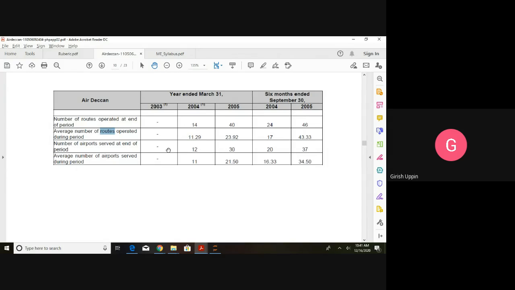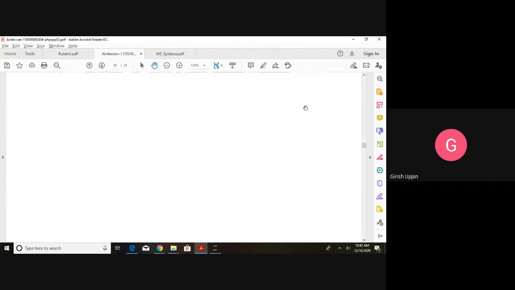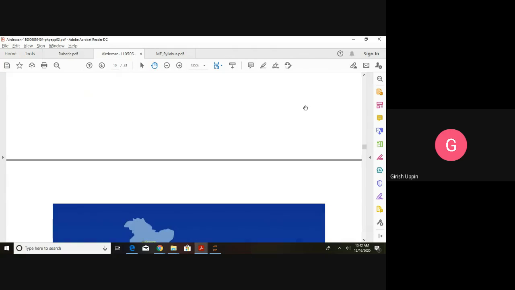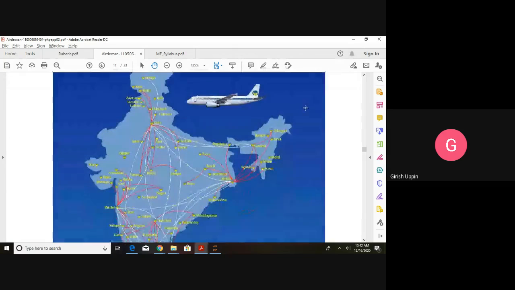So there is a gradual increase. Then the average number of airports served, initially it was 11, then it became around 16, around 21, and around 34 by the end of September 2005. So there is a constant increase in the business. So these are the different routes it flew.